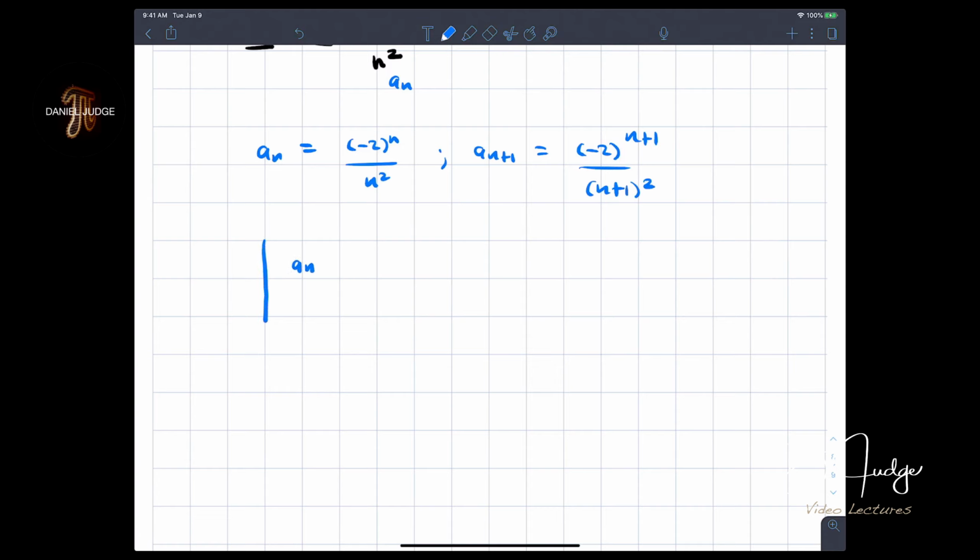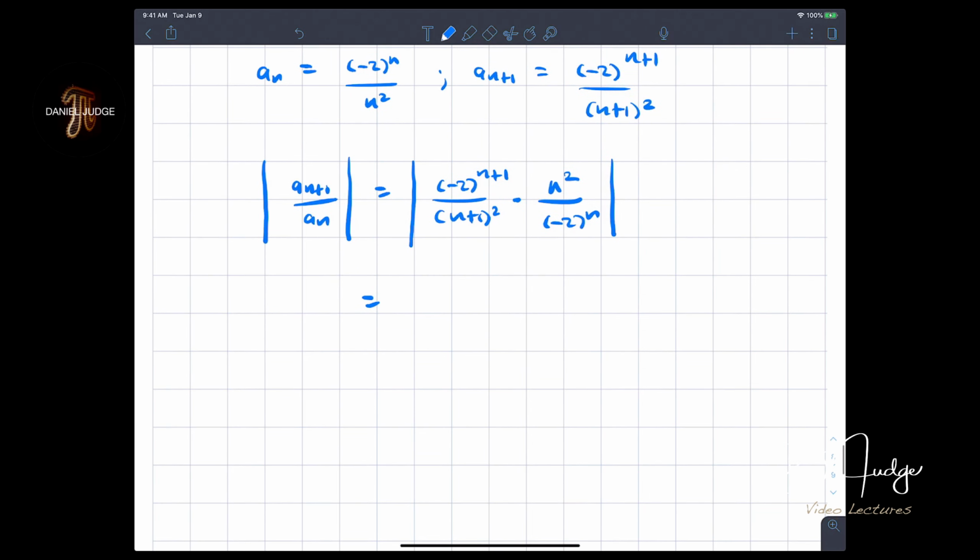We need the ratio, and I got to stop talking and writing because if I do that, I'll make mistakes, right? Absolute value of a_(n+1) over absolute value of a_n. Remember, start with the a_(n+1) term. Multiply again by the reciprocal because you really will get a complex fraction. And now use algebra on your exponentials.